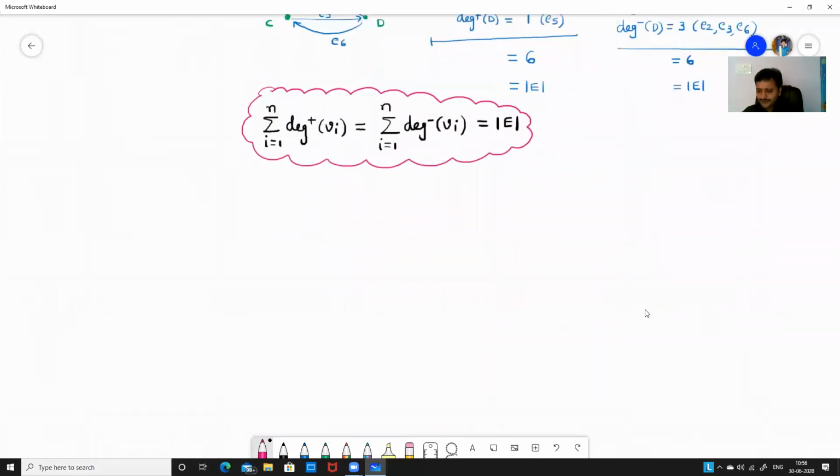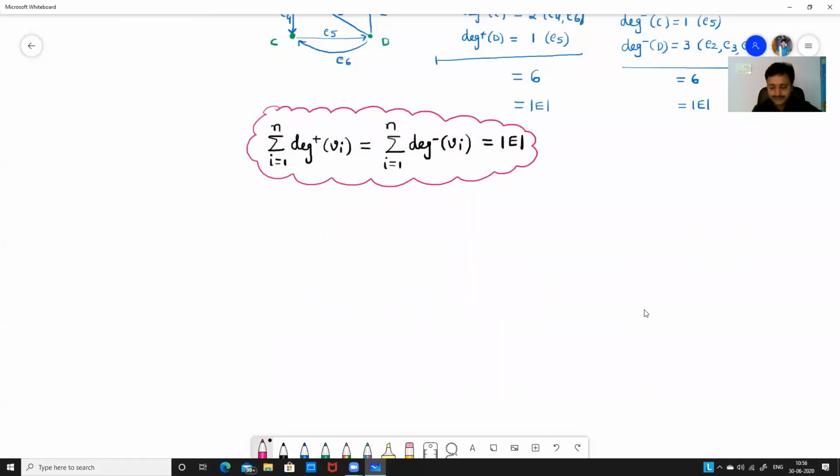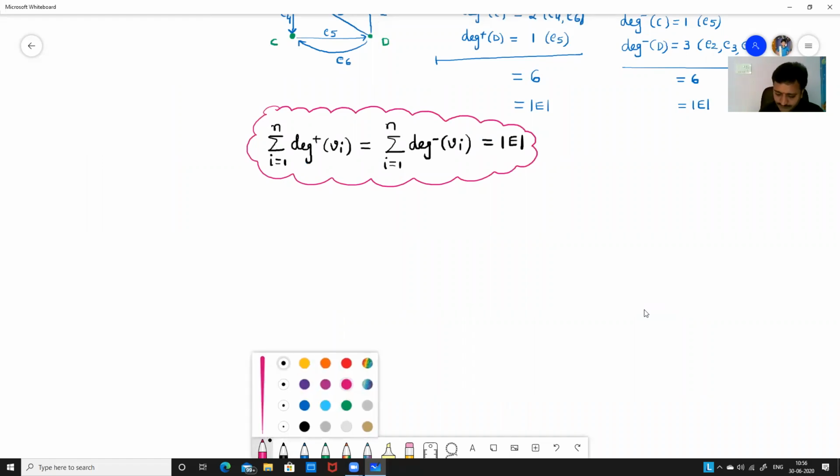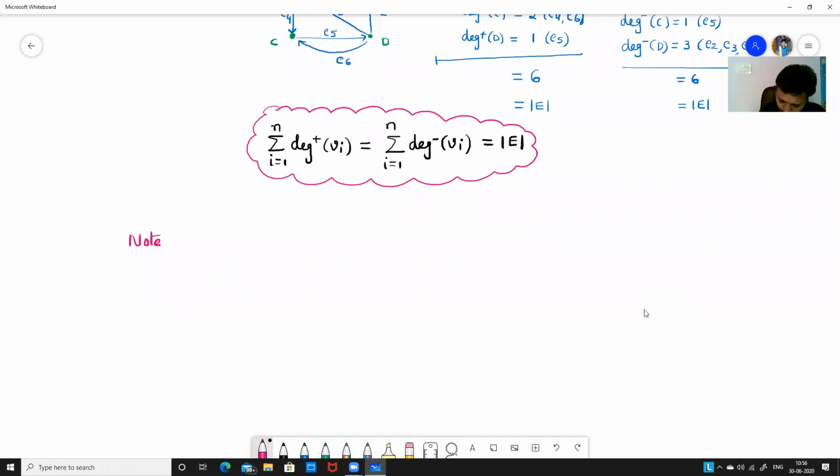Now, by using the sum of degrees of vertices theorem, we can derive some important statements. Look at what the statements are now. Note: the first one, let me read all the points once again. First one, the sum of degrees of all vertices, summation i runs from 1 to n, degree of vertex i, must be equal to 2 times the number of edges. It is called the sum of degrees of vertices theorem, which is the handshaking lemma.